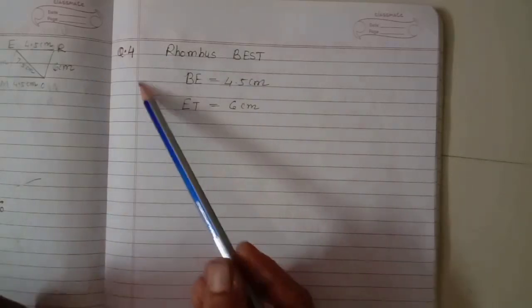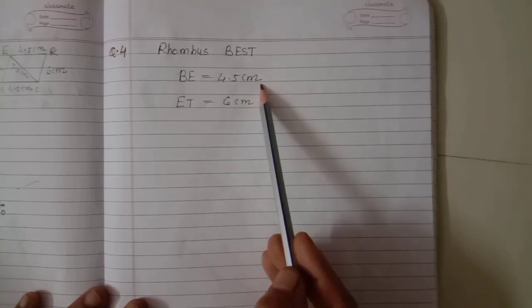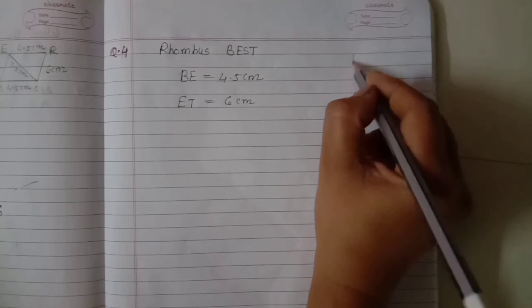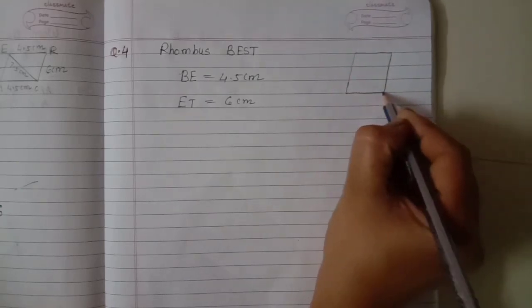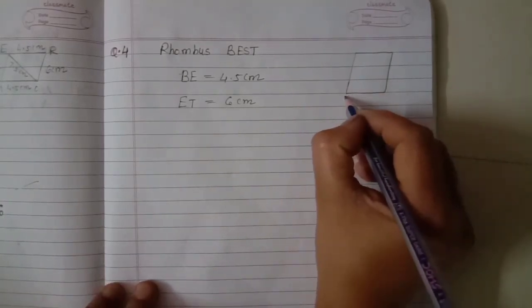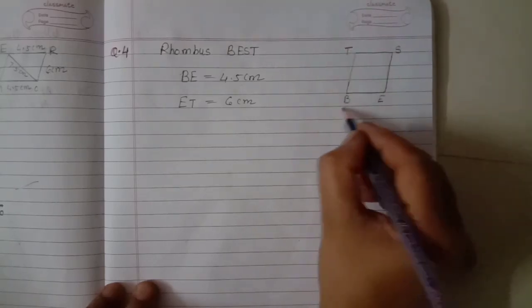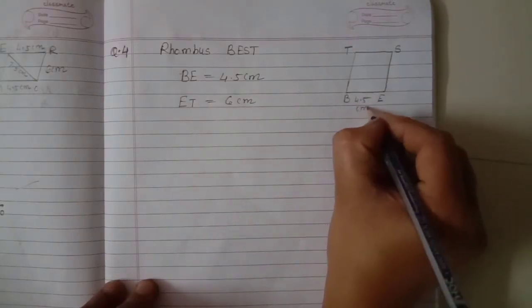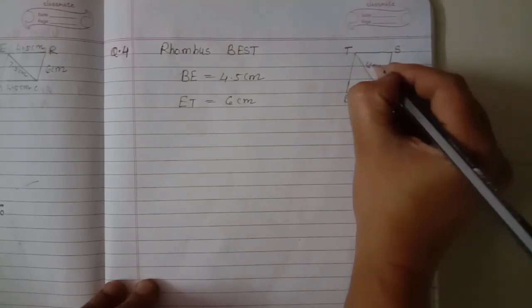In question number 4, we have to construct a rhombus BEST in which BE equals 4.5 centimeter and ET equals 6 centimeter. So first we will make a rough diagram of the rhombus. As we know, in a rhombus all sides are equal, so we will make it according to the definition of rhombus BEST. BE equals 4.5 centimeter and ET, which is the diagonal, is 6 centimeter.